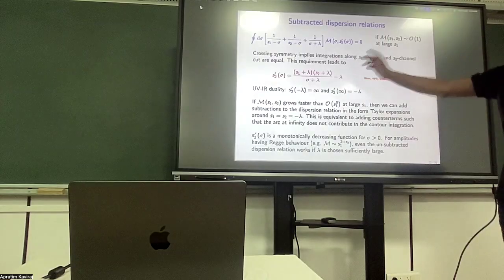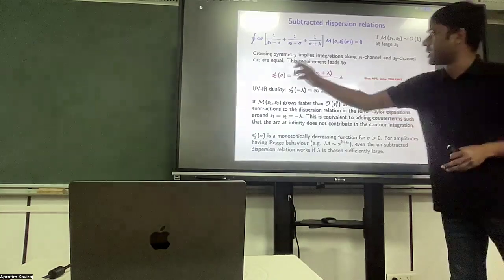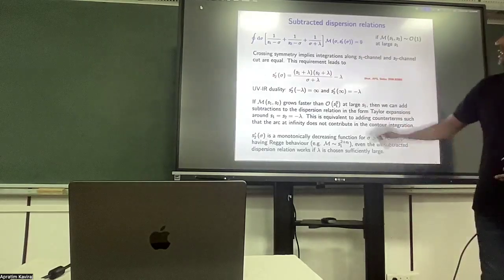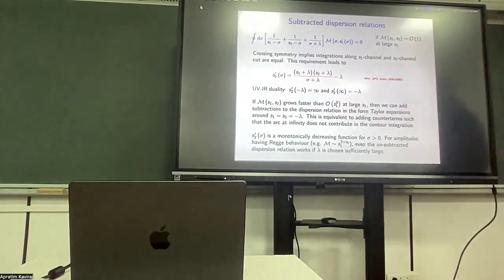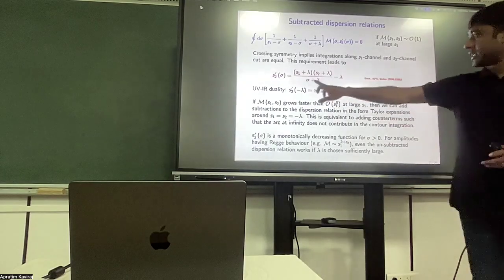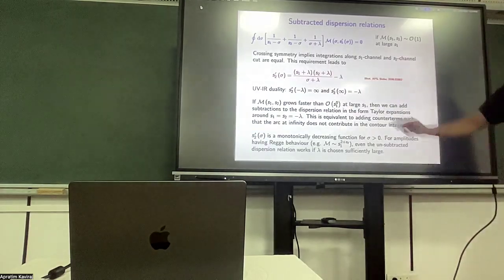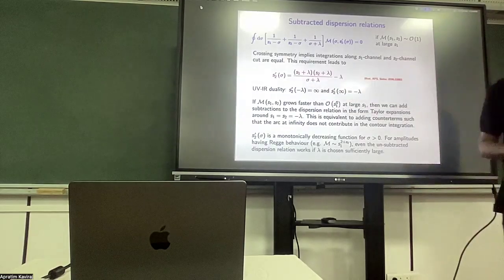Then we impose the constraint that, because of crossing symmetry, evaluation along the S channel cut and T channel cut should give the same contribution. That is just an input, and that will give us a constraint in the form of some differential equation, the solution of which will become this. So S2 prime of sigma has a specific solution of this form, and this has some particular features. If we set sigma to minus lambda, S2 prime goes to infinity. And if sigma is infinity, S2 prime goes to minus lambda.